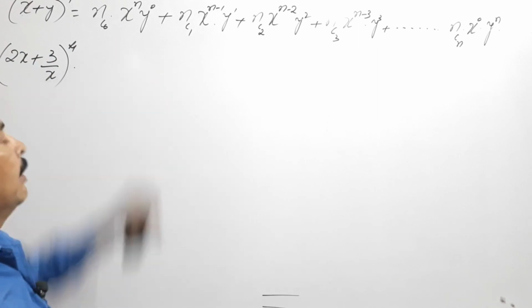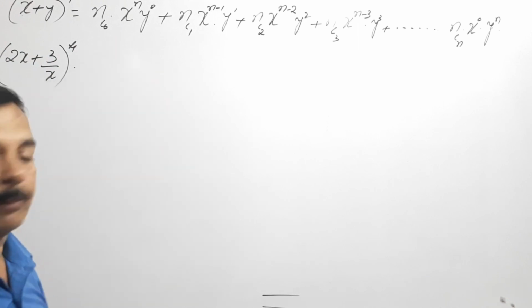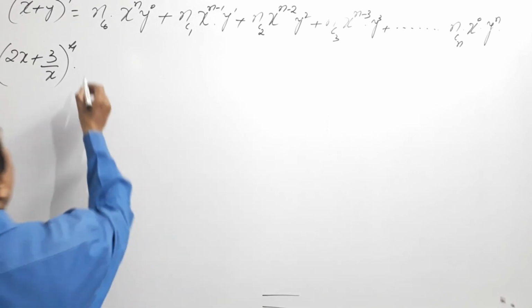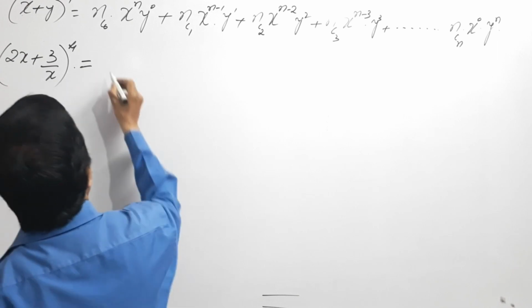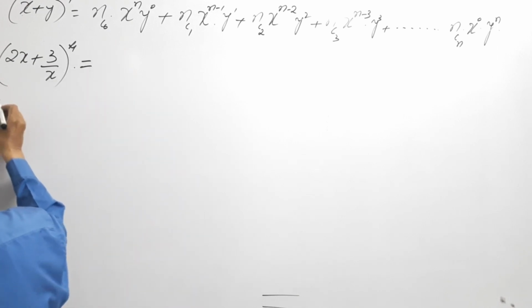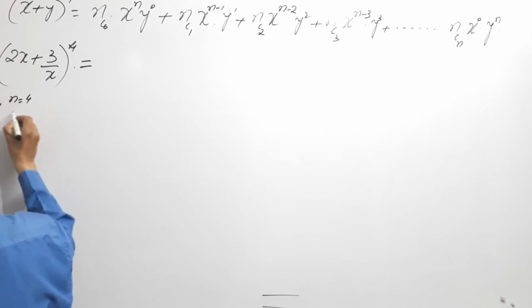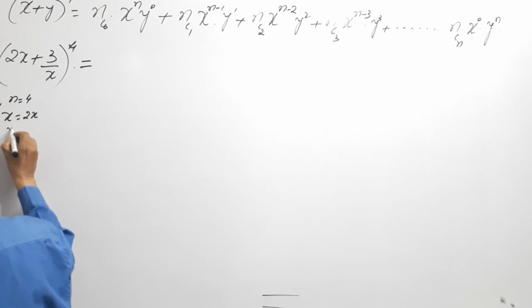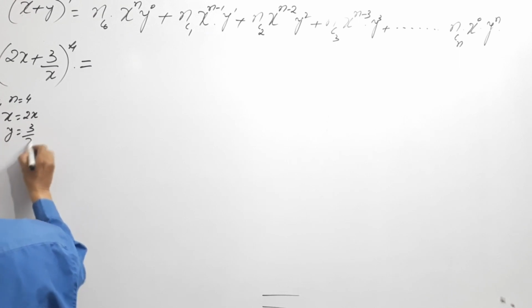So what do you do? Substitute values of this and try to do this problem. One minute. So what we will do? We will apply this formula here, that is n equals 4, x equals 2x, and y equals 3 by x.